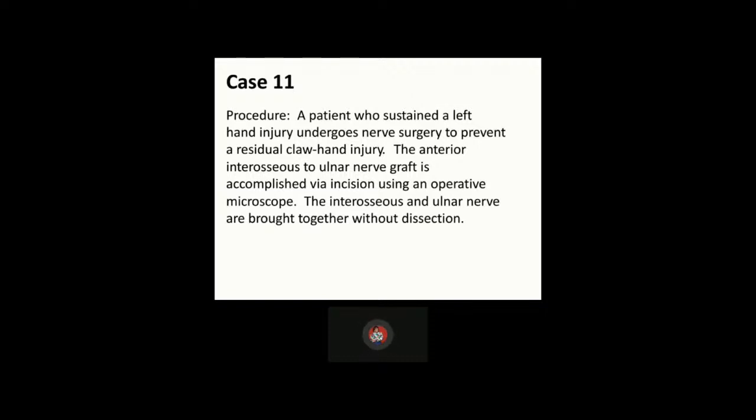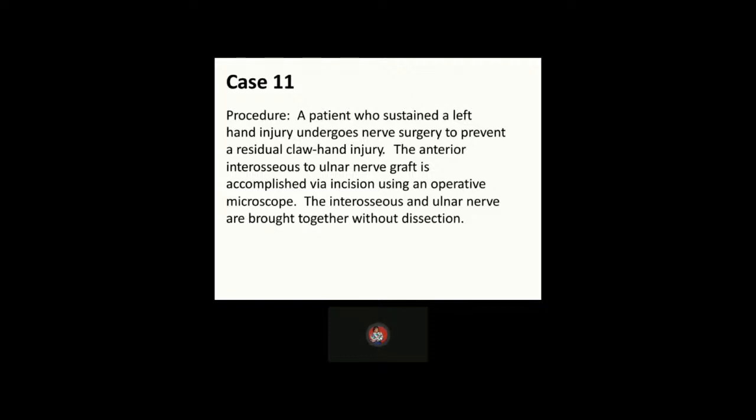I want to remind you, when you are coding, it is important that you understand what you are coding. So if you don't know what a claw hand injury is, look it up. You should be learning faster than you are growing.